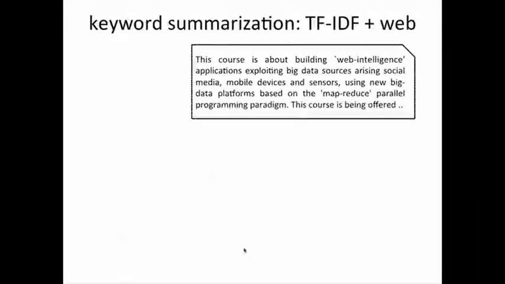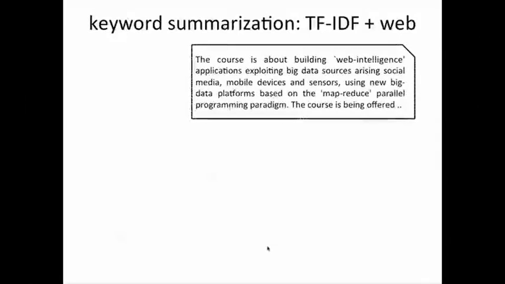Let's try to compute now the best keywords that represent this paragraph taken from the landing page for this course. Well, let's try to compute the best keywords for this paragraph using TF IDF. The term frequencies for each word are easily calculated. They are merely the number of times each word occurs in this paragraph. But what about the document frequencies? We only have one paragraph, so where do we look?